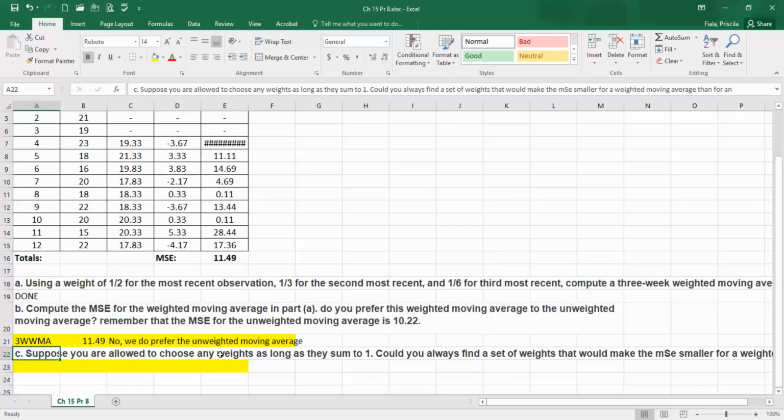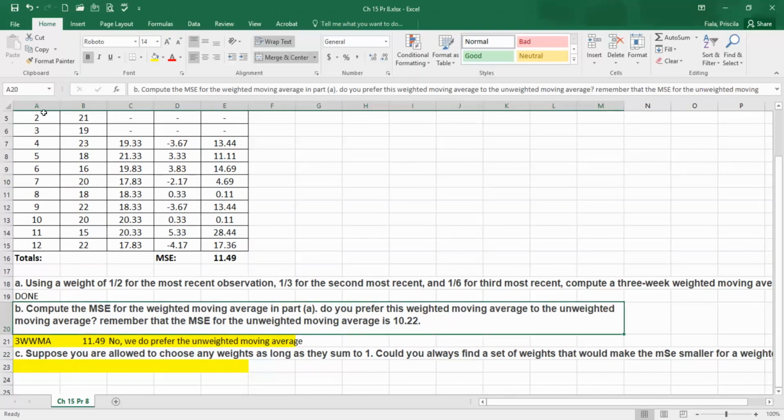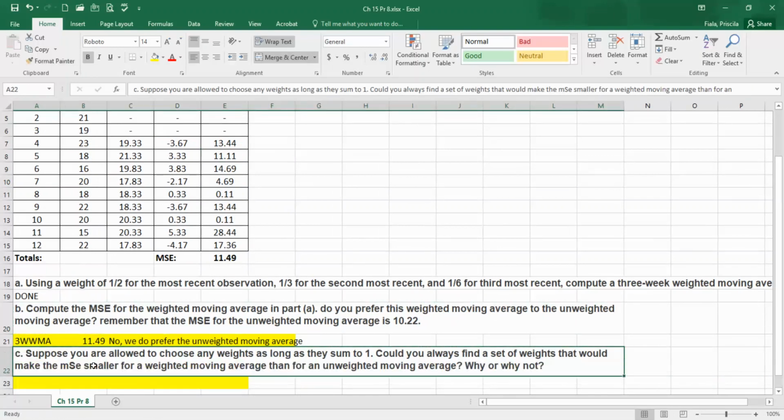Suppose you're allowed to choose any weights as long as they sum to 100%. Could you always find a set of weights that will make the MSE smaller for a weighted moving average than for an unweighted moving average, and why or why not?